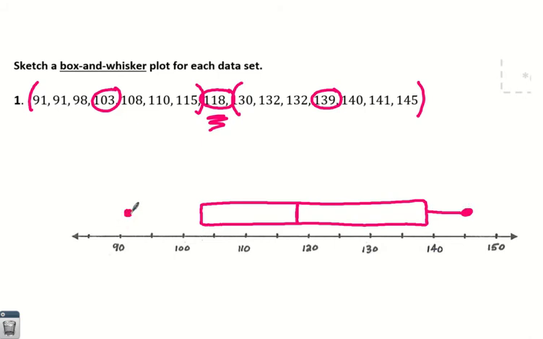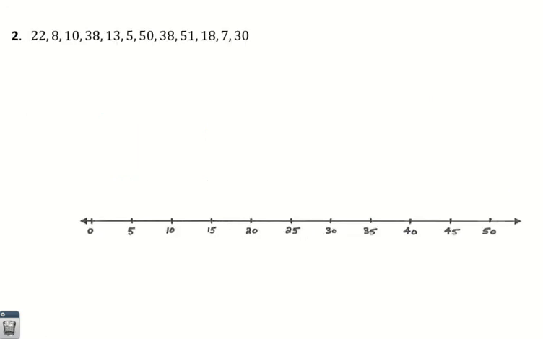91, about right there, and so that's where that whisker goes. And there's pretty much your answer, except for the labels. Especially in this situation, it's probably best to label. That's 103, that's 118. That's supposed to be 139, and this is supposed to be 145. So that's the first example.